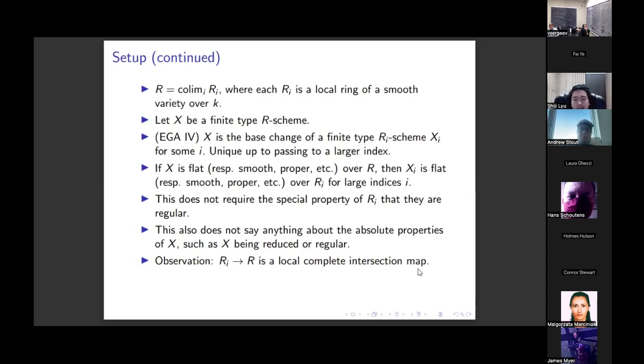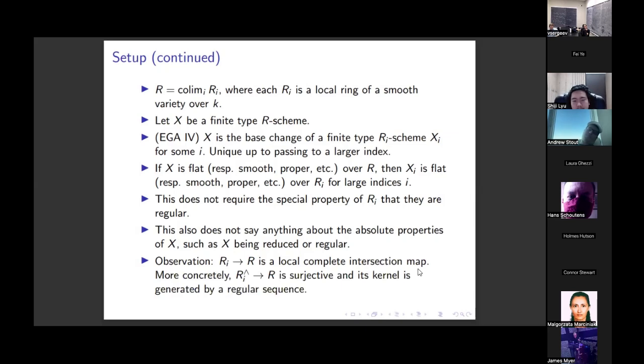So what does this mean? Well, there's a formal definition, right? But concretely, in our situation, this means that our Ri hat to R is surjective and its kernel is generated by a regular sequence. And this is true for any surjective map between regular local rings. If you have an ideal in a regular local ring that also defines a regular local ring, then that ideal is generated by a regular sequence. So you can view Spec R as a complete intersection in the Spec of the completion of Ri. Right, so this is our observation about the general framework for general direct limit of Noetherian rings.